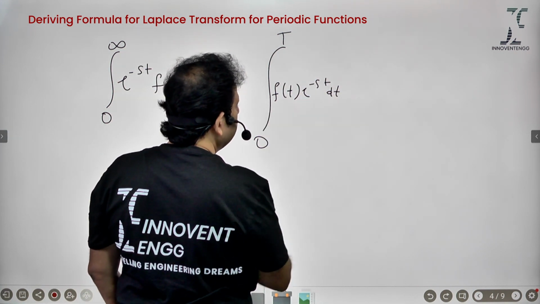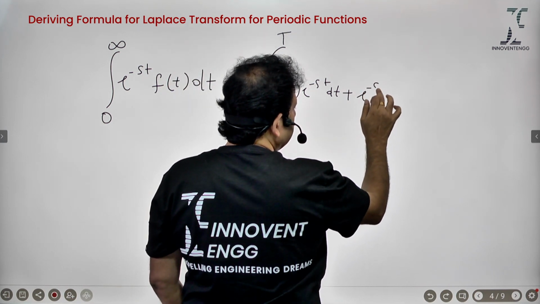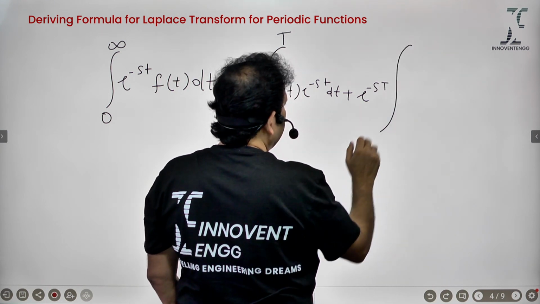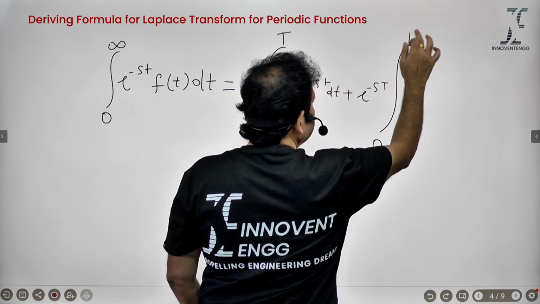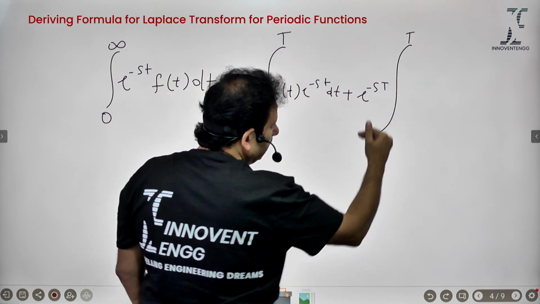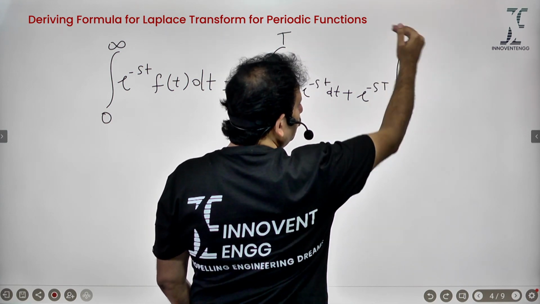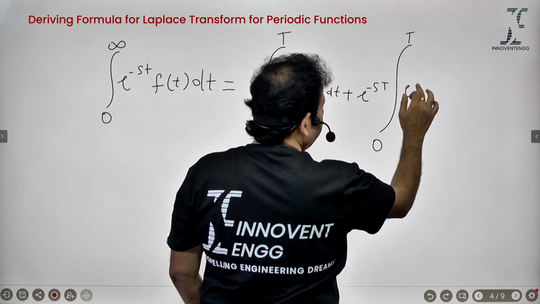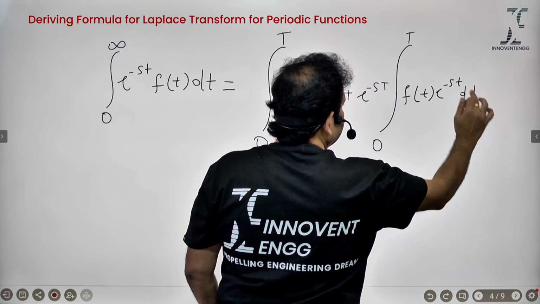This is all right, but what about the second one? We did prove that it is e power minus st. S is of course the same, t becomes capital T, 0 to T, instead of T to 2T, it becomes this, that is f of t e power minus st dt, right?